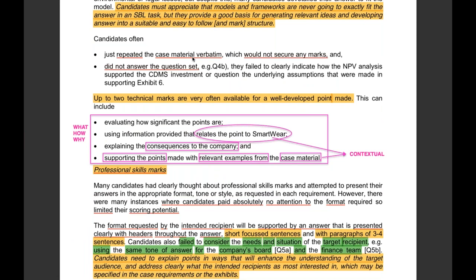Repeating case material verbatim, this is what I meant by cut and paste or copy paste. It would not secure you any marks. That means whatever sentences you have in the case, if you use exactly that sentence inside your answer, you wouldn't get marks. Basically, 2 technical marks are often available for well-developed points. To have well-developed points, this is what you should have. And I summarize it into what, how, and why questions that you should be answering.